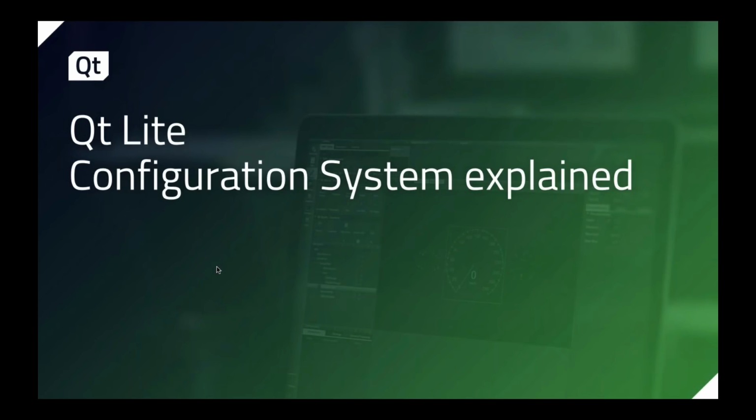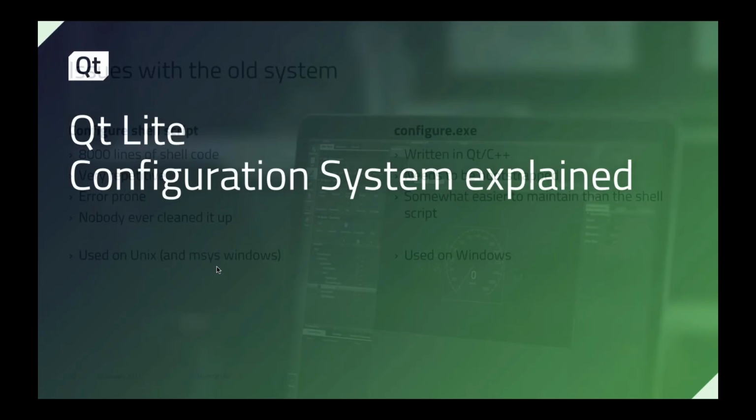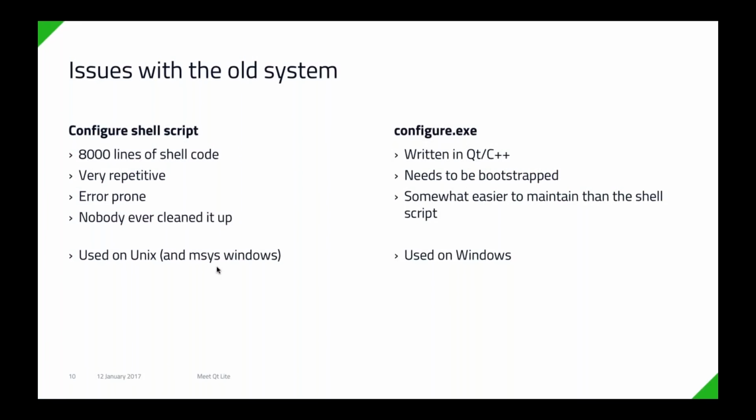To start with, it's probably interesting to note that while the scope and focus of the configuration system we've been working on was to enable scaling down Qt in Qt Lite, we've been using the opportunity to revamp the whole system. We had a lot of issues with the old system. The old system, which we used to configure Qt and then build Qt, consisted of a shell script of 8,000 lines of shell code on Unix. With very repetitive patterns. It was very error prone. There were lots of errors in there, and nobody ever cleaned it up. It's been growing hairs for many, many years.